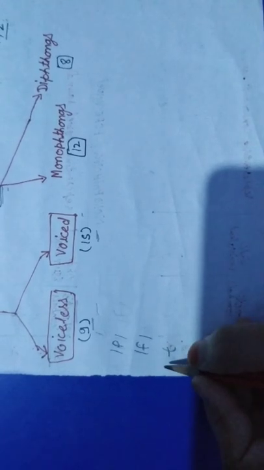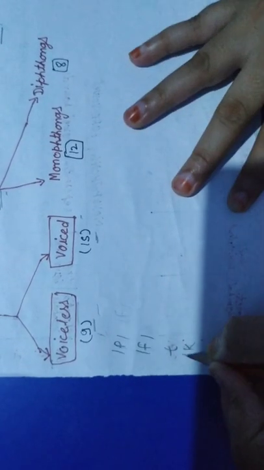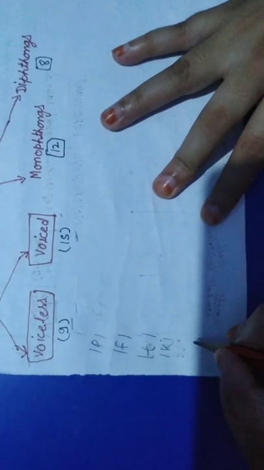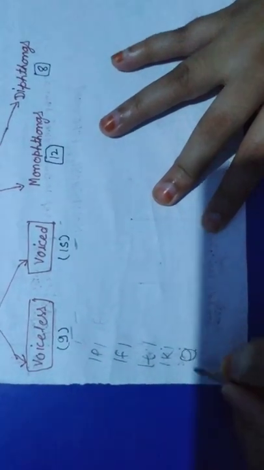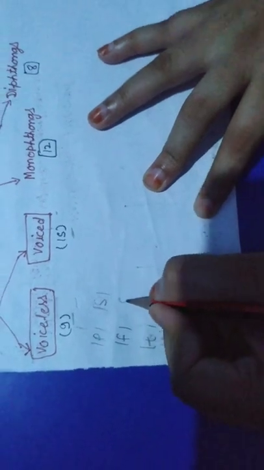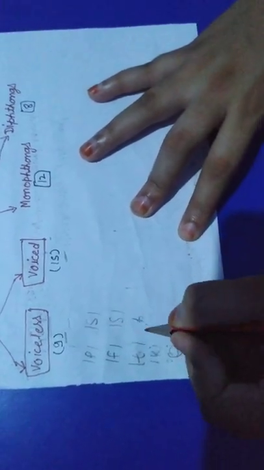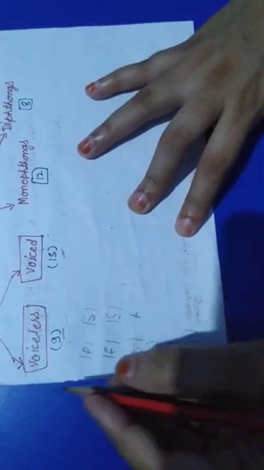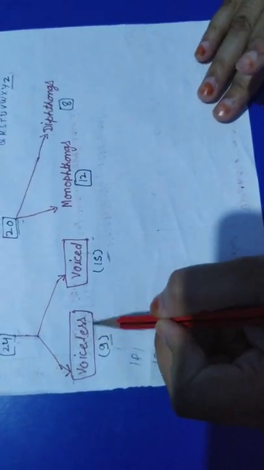f, t, k, th, ch, sh. They are 9, and now we have to understand what is voiceless and what is voiced.